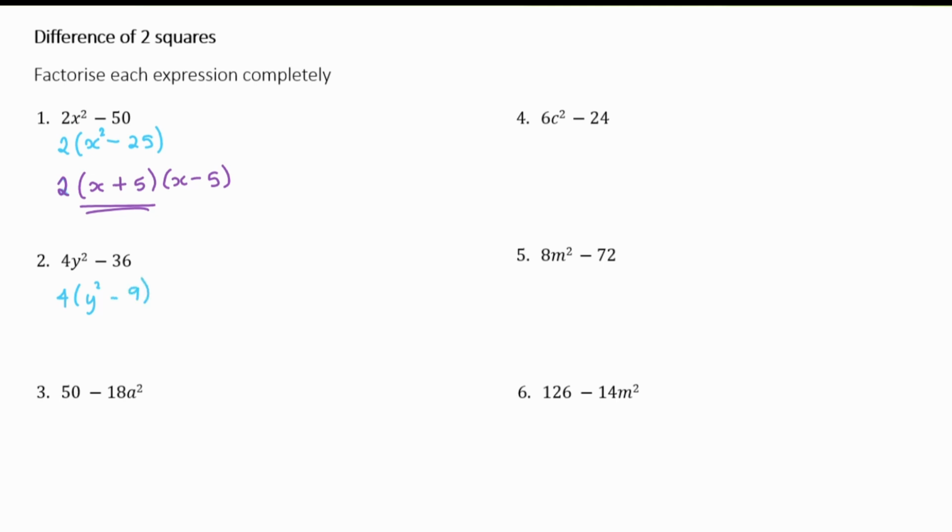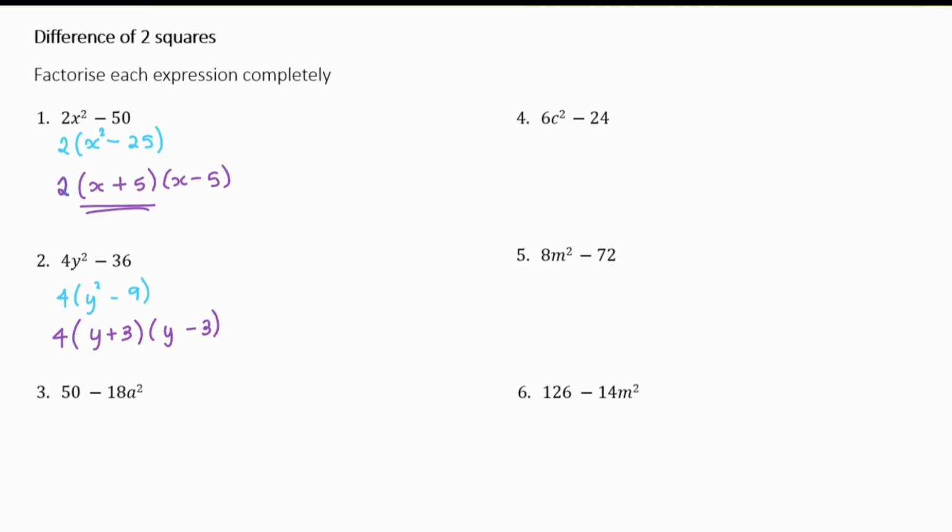So inside the brackets, we've now got a difference of 2 squares. So we keep the 4 outside. The square root of 9 is 3. So for the first bracket, we are going to put y plus 3. And for the second bracket, we could put y minus 3.